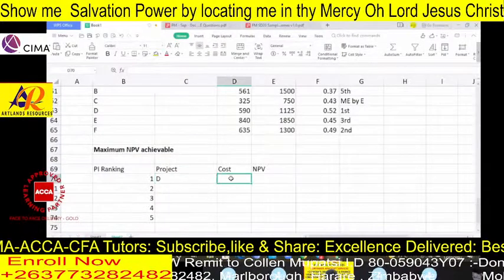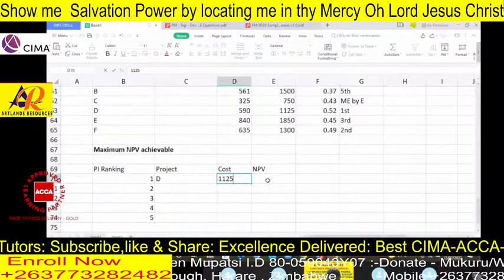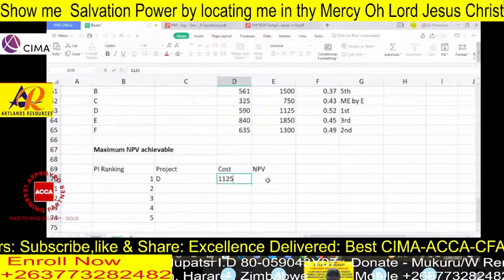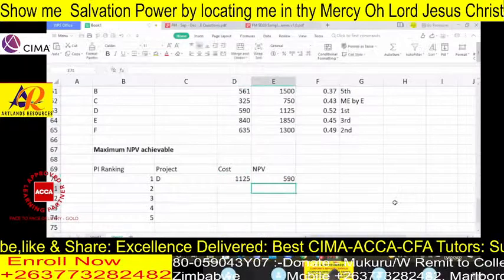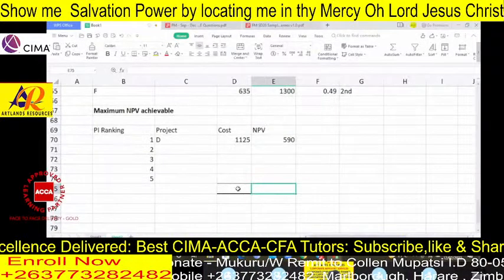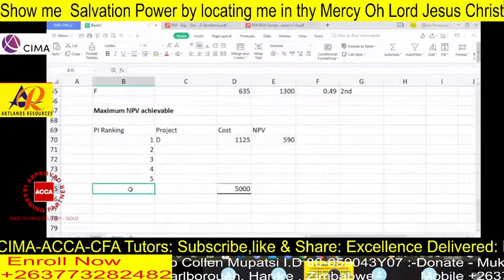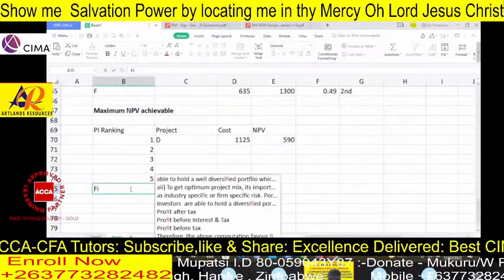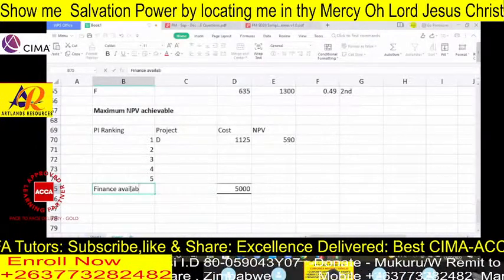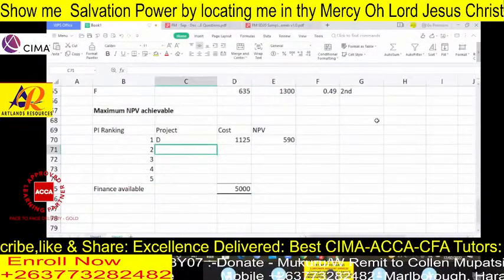And D is a cost of 1125 and NPV of 590. But before I proceed with this, I should ensure that I'm told that my maximum finance is 5 million. So it would make sense if I put my 5 million here, because this is the maximum money that I have. So I can code it by saying finance available, like this. And then I follow the same procedure.